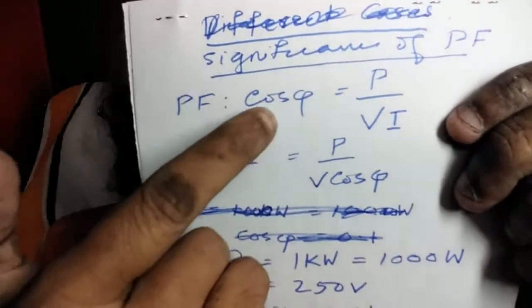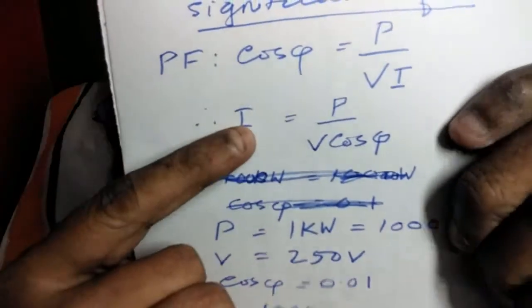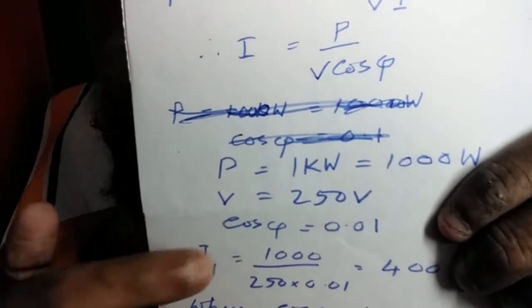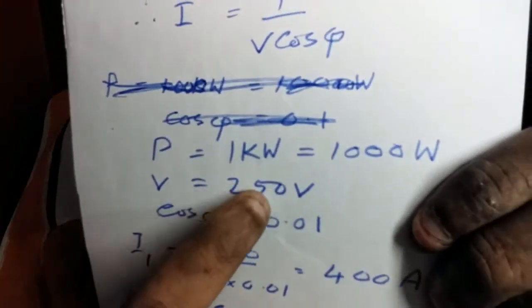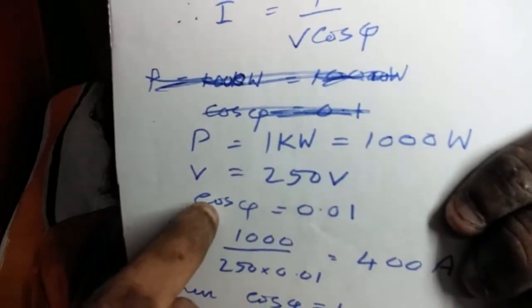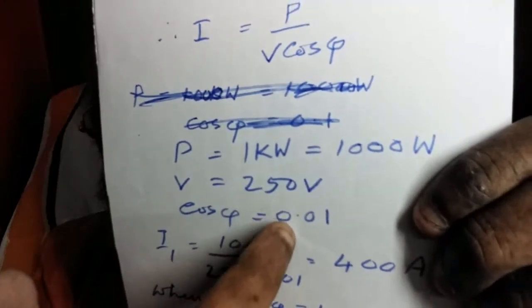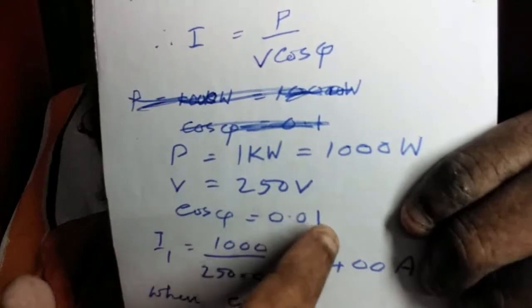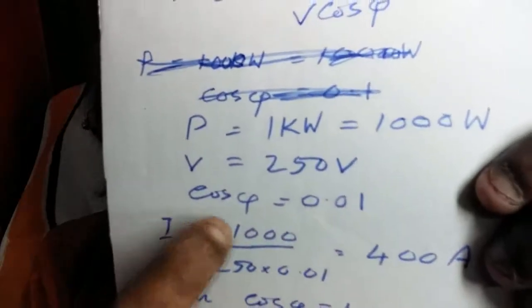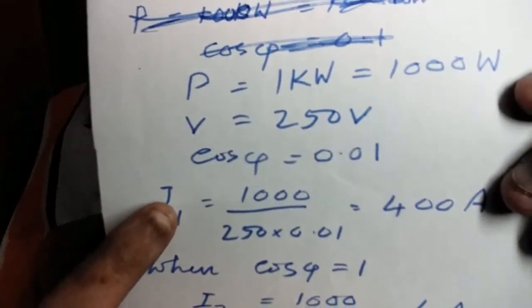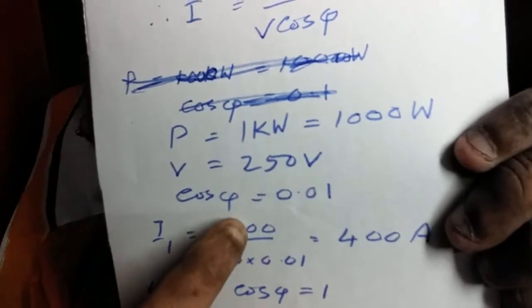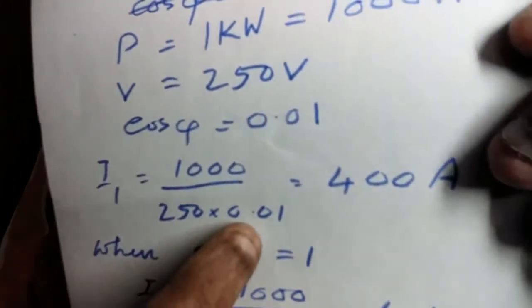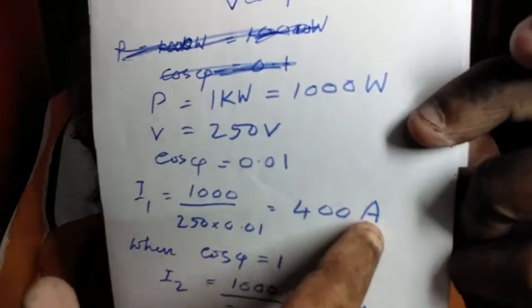From the expression for power, we get I equals P by V cos phi. Suppose we want to distribute a power of 1 kilowatt, that is 1000 watt, at 250 volts. Suppose power factor of the transmission system is 0.01. Cos phi is 0.01. Then what is the current in the distribution line? I1 equals P by V cos phi, that is 1000 by 250 into 0.01. The answer is 400 ampere.